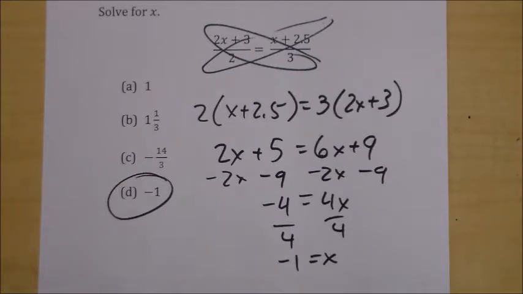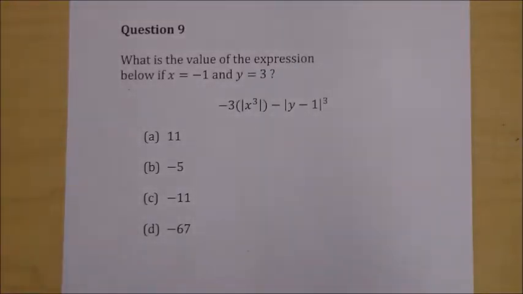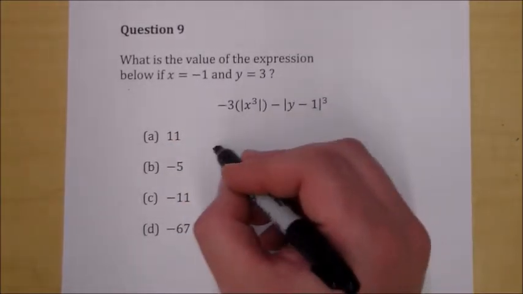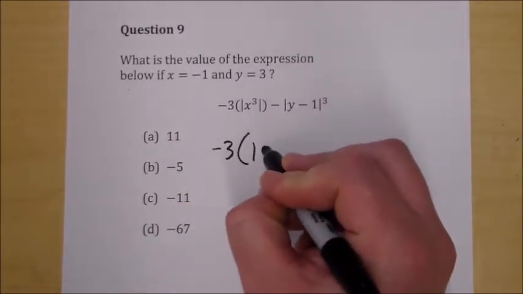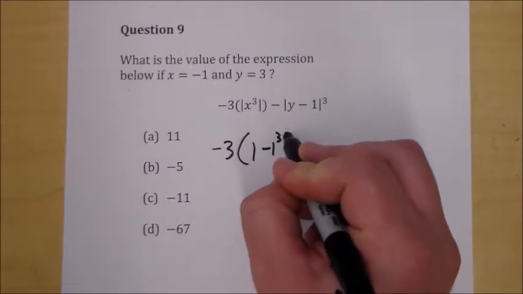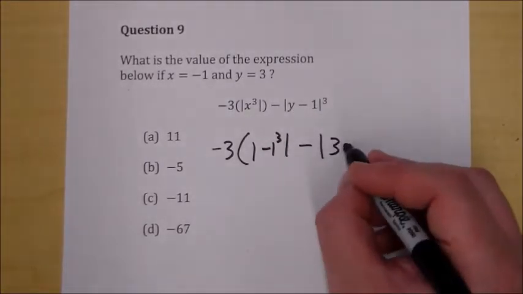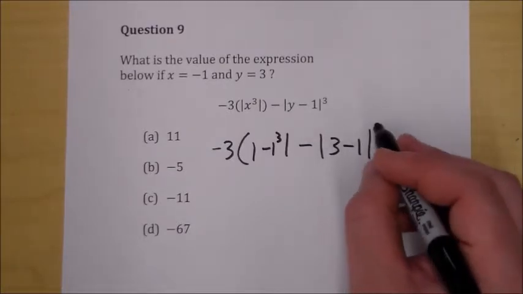We're good to go. Okay, question 9 is pretty easy. It just deals with absolute values, which in and of themselves are not too creepy, not too weird, not too scary. So it says x equals negative 1 and y equals 3. So negative 3 times the absolute value of negative 1 to the third, absolute value, minus the absolute value of 3, swap that out for y, minus 1, absolute value, to the third.